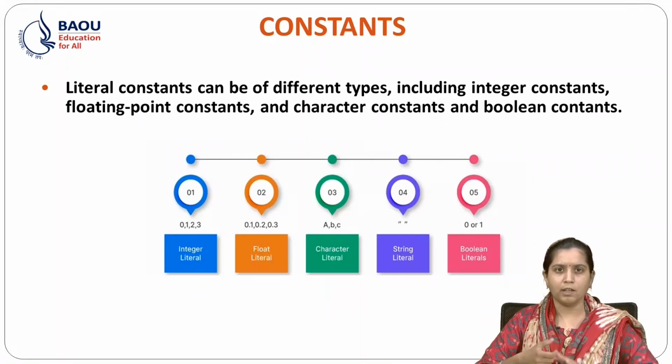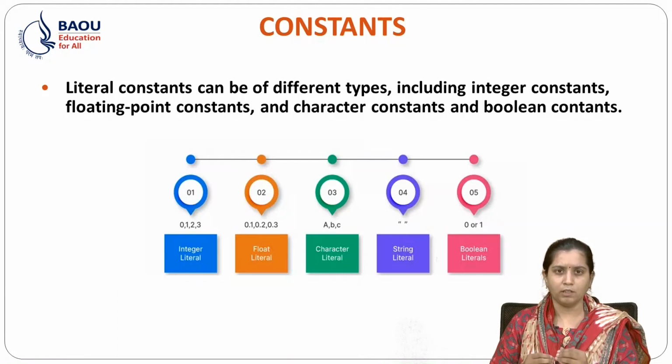Integer constants are used to represent number values, decimal integer values, and constants are represented directly by specifying the value. Octal integer constants start with a leading 0, for example 0, 1, 2, and hexadecimal integer constants start with 0x.